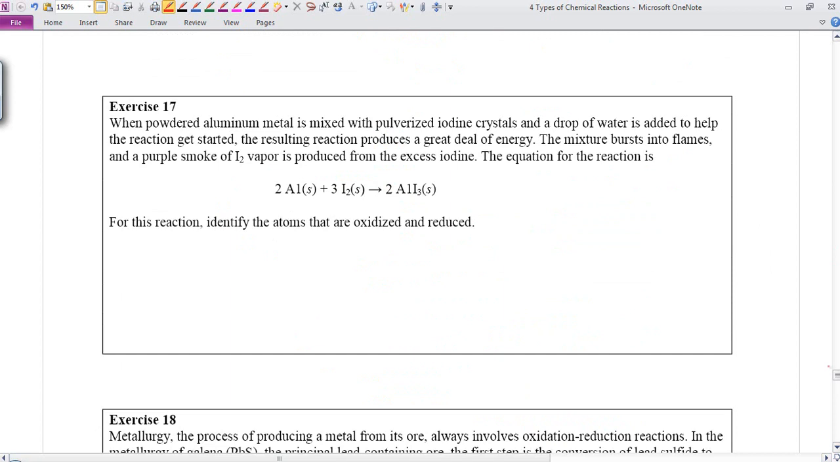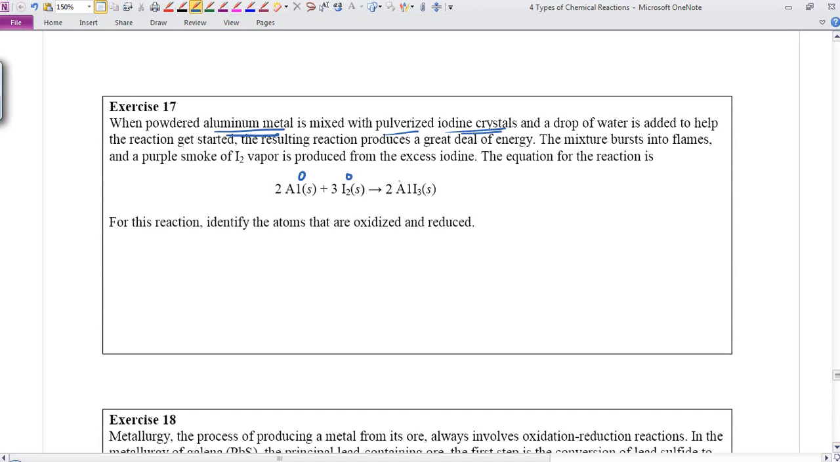All right, exercise 17 in this chapter. Long chapter, huh? When powdered aluminum metal, woohoo, that's an element, so aluminum's oxidation state is 0, is mixed with pulverized iodine crystals. Woohoo, that's an element too. Pulverized just means I've squished them up. Iodine crystals, that's an element. Aluminum metal, that's an element. So I already know what their oxidation states are.